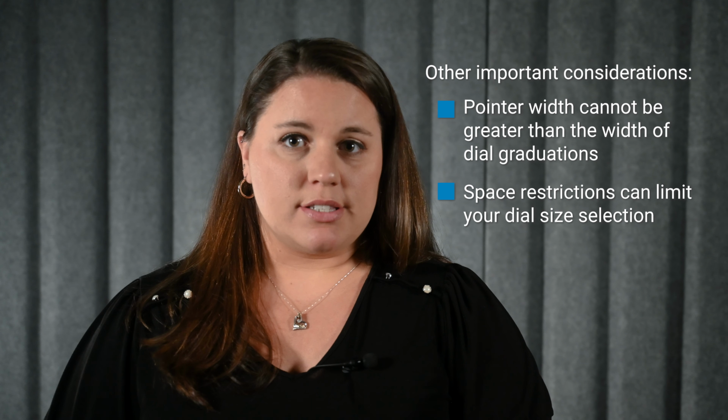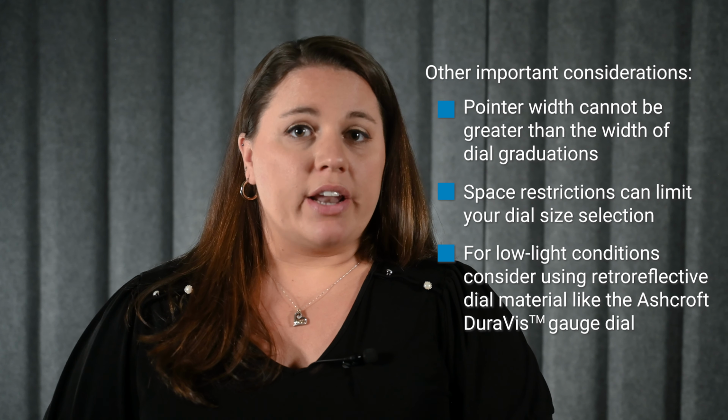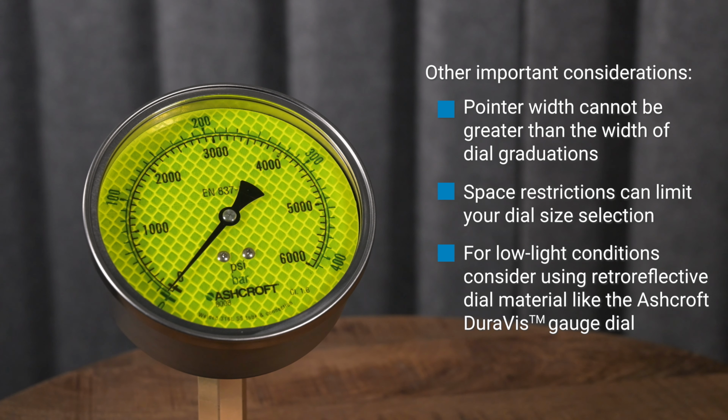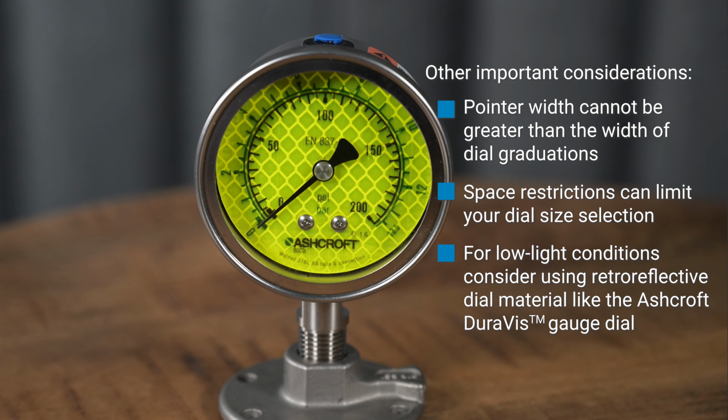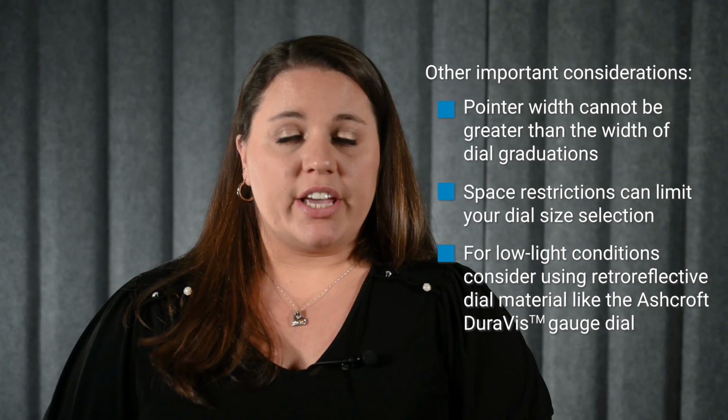Low light conditions. If your gauge needs to be read in dimly lit areas, using a retroreflective dial material like the Ashcroft Duraviz gauge dial is a good option. The retroreflective material is the same material used on stop signs. Unlike a reflective material that disperses light in different directions, Duraviz material reflects light back to the light source, making readability easier. When it comes to gauge scales, you want to consider the following.